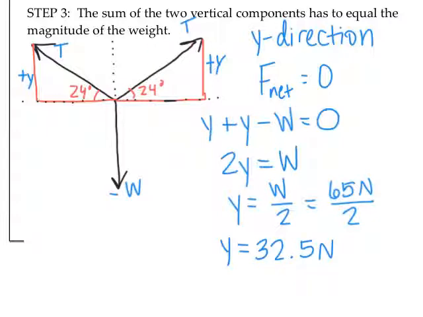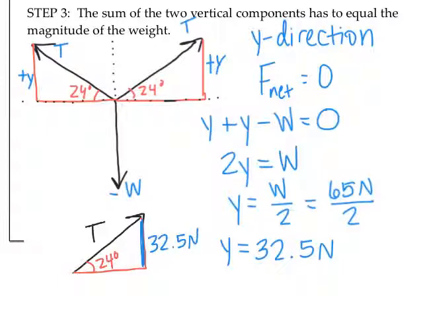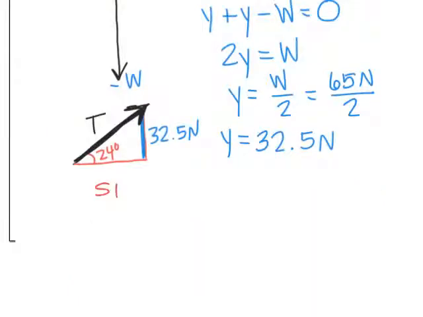Now I can use that information to actually calculate the tension in one of the chains. So if I look closely at that triangle, let me go ahead and redraw my tension. We know that this angle is 24 degrees, and we've figured out that this leg of the triangle is 32.5 newtons. So now I can use the sine of the angle to figure out how much tension is in that chain along my hypotenuse of the triangle I've created. So I'm going to say that the sine of 24 degrees would be equal to the opposite leg, which is 32.5 newtons, over the tension.